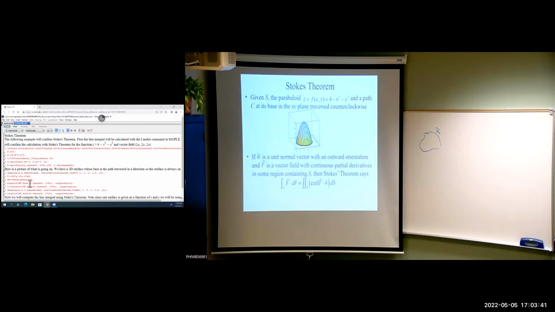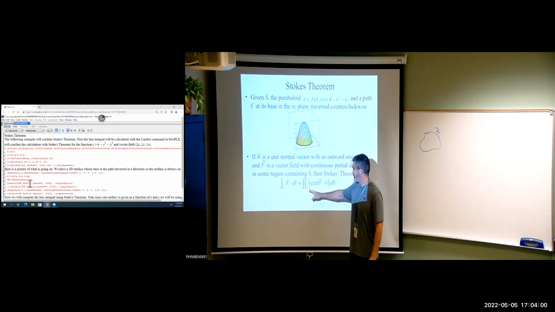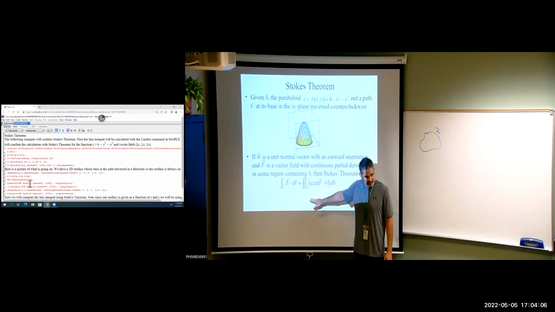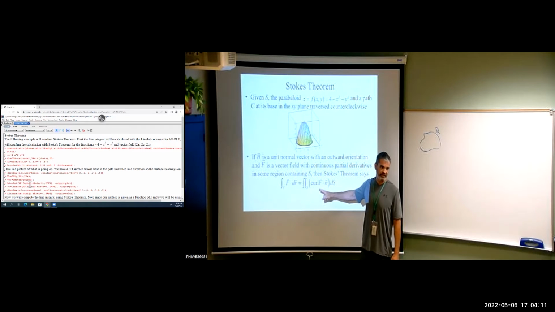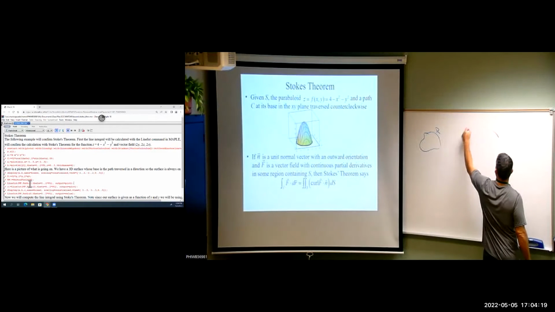Well, what Stokes' theorem says is, if we have n, which is a unit normal vector with an outward orientation, in other words, pointing outward on the surface, and F is some vector field with continuous partial derivatives, then Stokes' theorem says the line integral can be done as the double integral of the curl dotted with that normal vector over S. S is a surface, as opposed to R, which is a region in the XY plane.